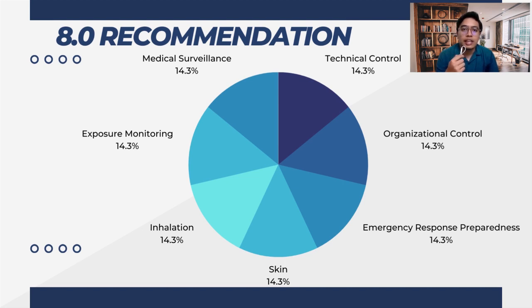Number four is skin and inhalation, where we follow the organizational control for the skin and inhalation as the hygiene of the work area. Number five is exposure monitoring, where we follow the time weighted average and short-term exposure limit for the worker. The last one is medical surveillance. For this medical surveillance, we ensure that students and lab assistants involved in the chemical work need to perform a medical checkup every 6 months.